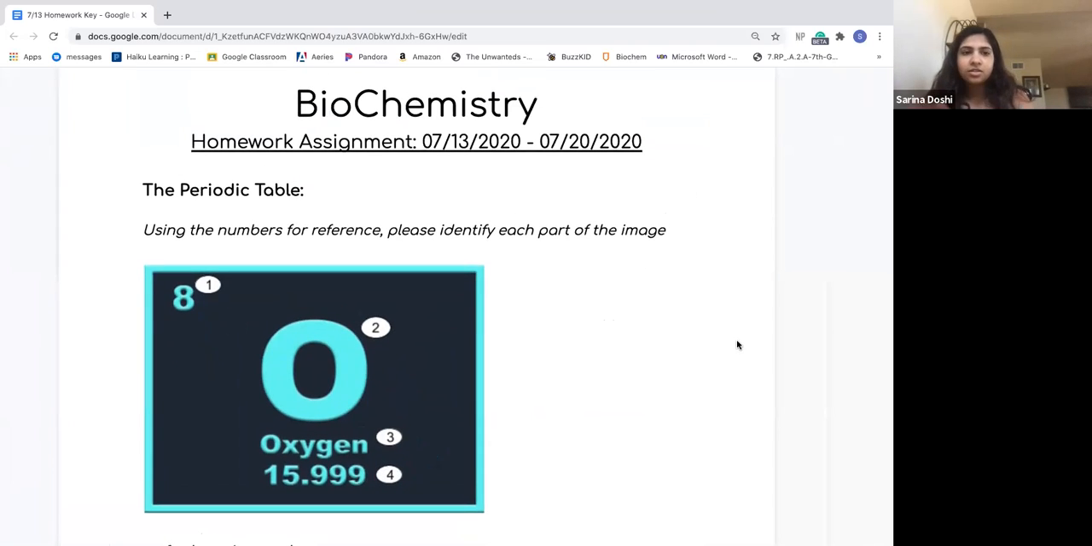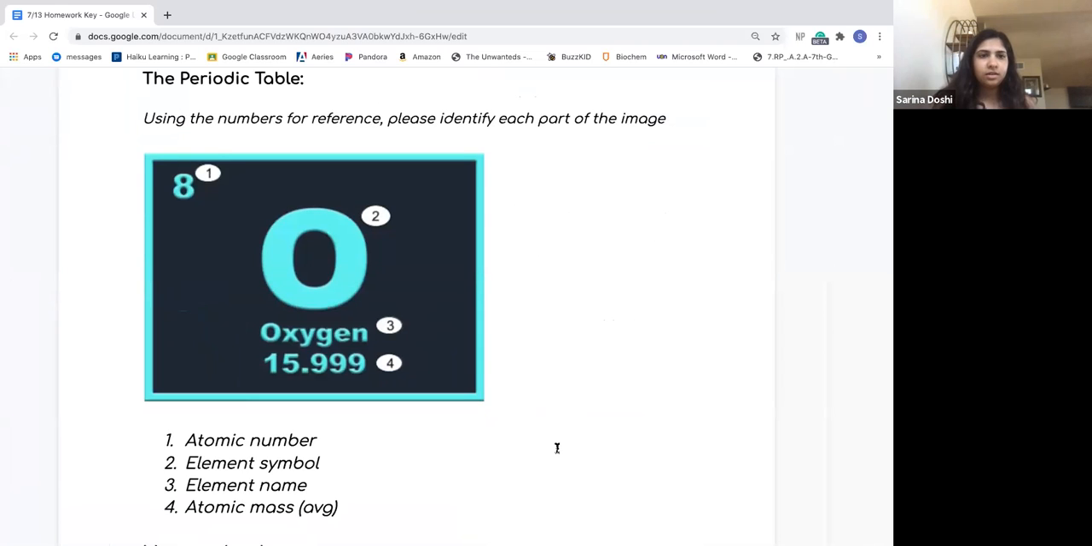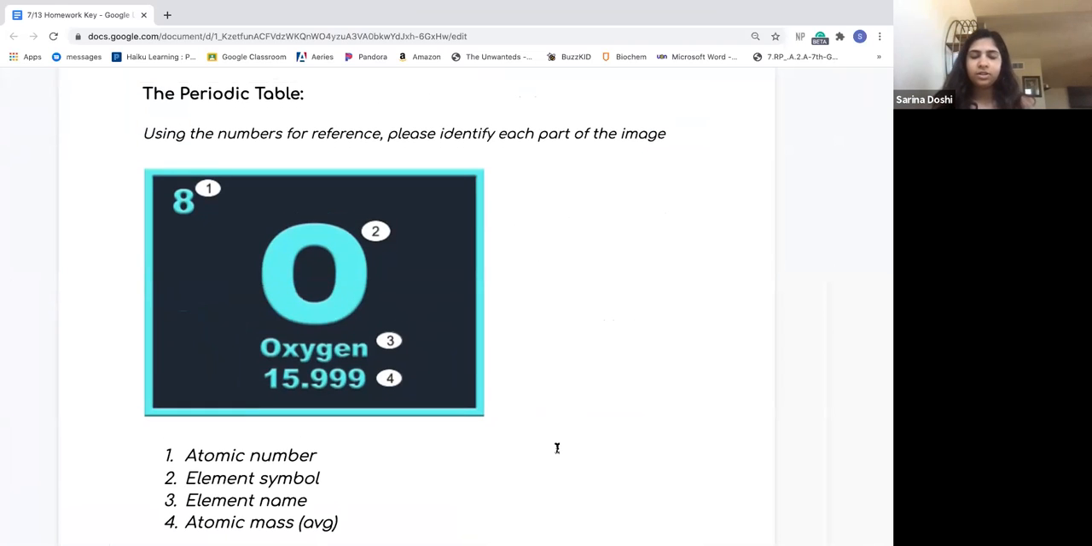Okay, so the answer key for this assignment, for some of the questions, especially the ones at the bottom about the macromolecules, there are multiple correct answers. This is just what I was looking for, kind of the most straightforward answer. So for the element that we have here, oxygen, number 1 is the atomic number, which is 8. Number 2 is the element symbol, which is O. Number 3 is the element name, oxygen. And number 4 is the average atomic mass.